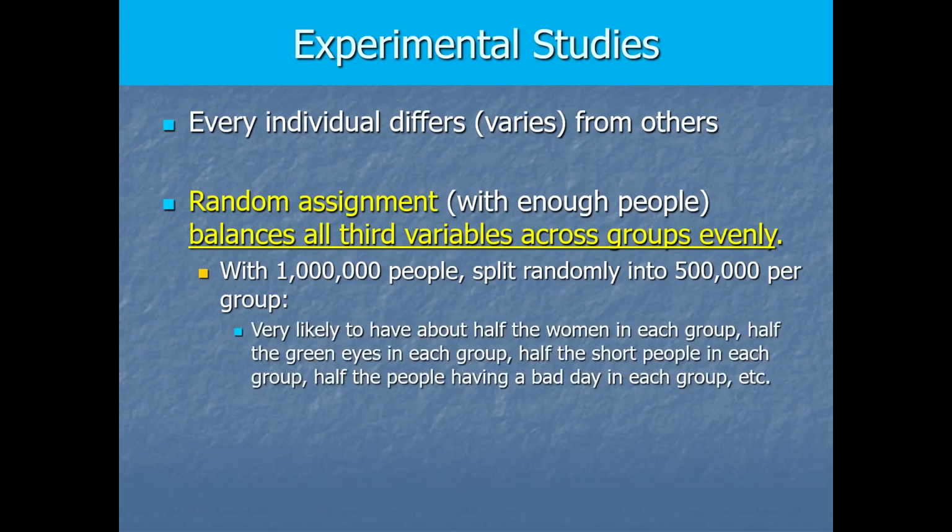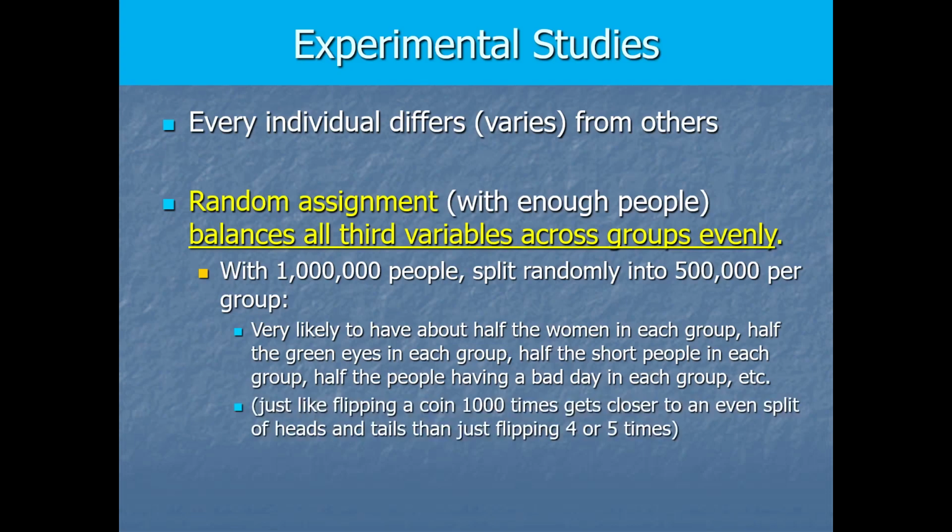In that case, you are very likely, just by probability theory, we can prove, to have about half the women in each group. You're also going to have about half the green-eyed people in each group, half the blue-eyed people in each group, half of the short people in each group. Half of the people who are having a bad day will end up in each of those groups. So it kind of evens everything out. If half of 1% of participants are narcissists or have MS or some other rare trait, you would still end up with that rare trait being split pretty much equally between the two groups. So with enough participants, randomness literally washes out every variable, even the ones we hadn't thought of.